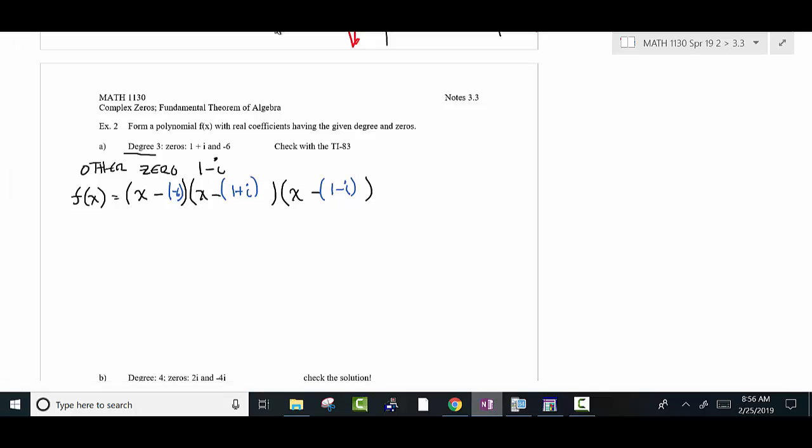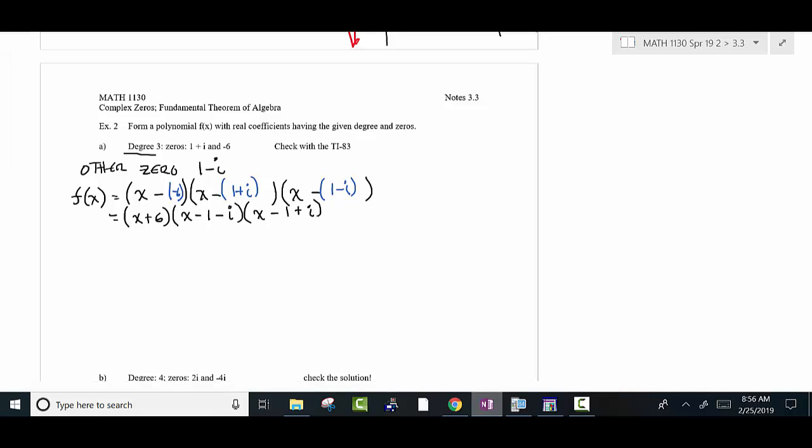Okay, so I'm going to write this out. Clean it up a little bit. This is really x plus 6. Okay, so that's a factor. Then the next one would be x minus 1 minus i. And then the next one would be x minus 1 plus i like that. Okay, now that would be the factored form of that polynomial.